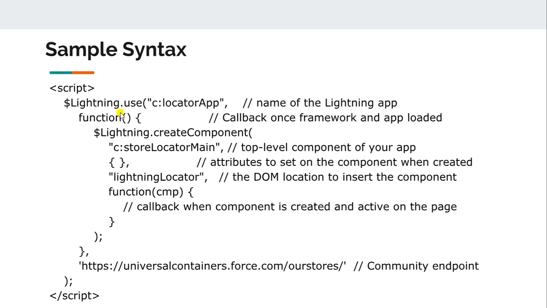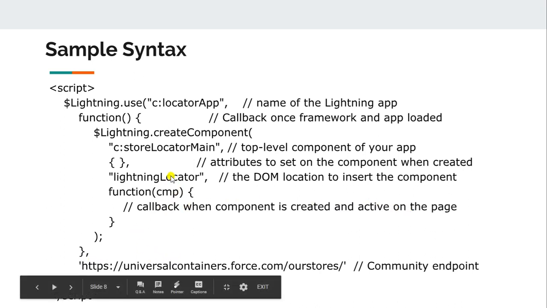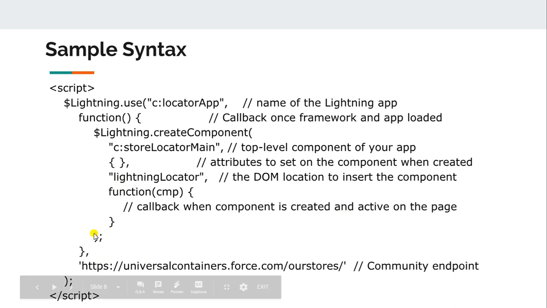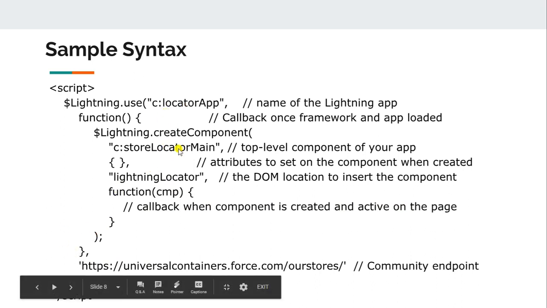Name of Lightning app. The callback function takes no arguments, but inside that we are using $Lightning.createComponent, and then inside that we are using a Lightning component name. We are not passing any parameters. The DOM locator means the ID of the division or any paragraph tag, and then the callback function of createComponent. We can use the callback function as well here, and then the Lightning endpoint URI that we wanted to use, and then here we are closing the application.